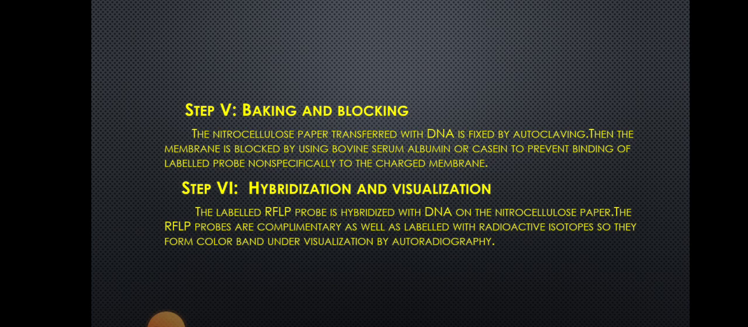Step 6 is hybridization and visualization. The labeled RFLP probe is hybridized with the DNA on the nitrocellulose paper. The RFLP probes are complementary as well as labeled with radioactive isotopes, so they form color bands under visualization by autoradiography.